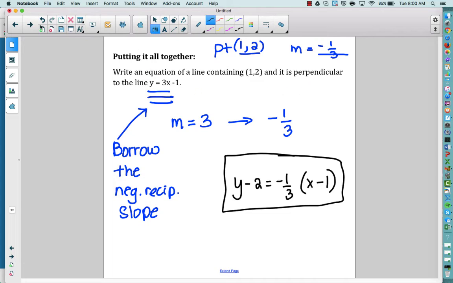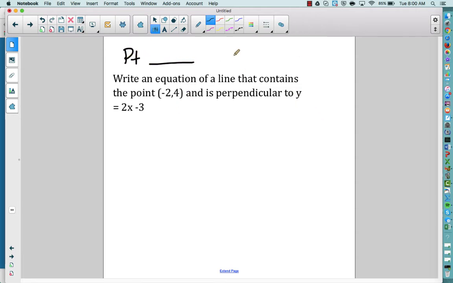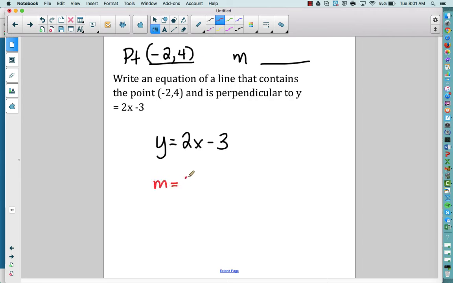Okay, let's try another one. You try the next one, and then come back and let's meet. All right, so you have tried it. Let's see what we got. All right, so my minimum, again, is my point and my slope. I have a point. I need a slope. Write an equation of a line that contains the point (-2, 4) and is perpendicular to y equals 2x minus 3. It's perpendicular to it, so I need to borrow the negative reciprocal slope. So if this slope is 2, I need to borrow the negative 1/2 slope. Make it negative and flip it.